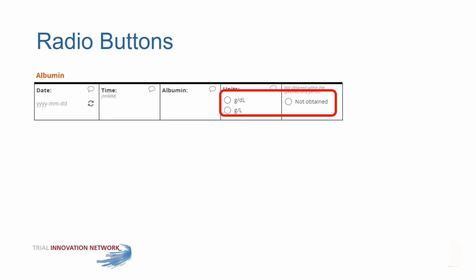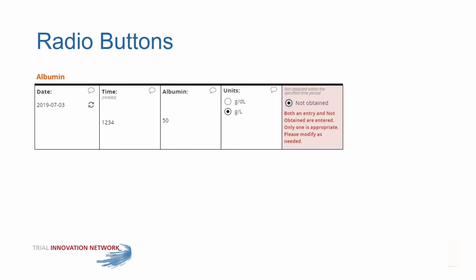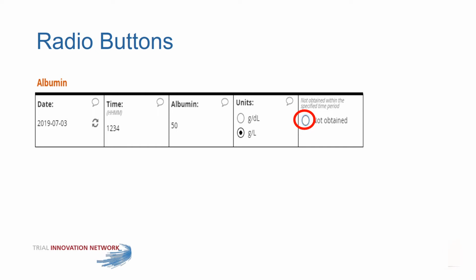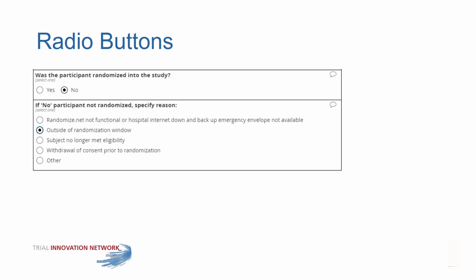Options with a radio button are single select. If you have clicked on a radio button in error, you can deselect it simply by clicking on it again. This applies to questions with branching logic as well.